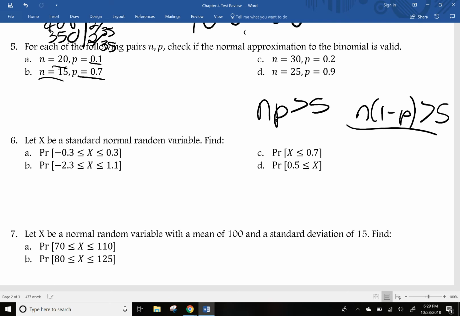All right, so 15 and 0.7. So N times P, 15 times 0.7 equals 10.5, which is fine, and then 15 times 1 minus 0.7, which is 0.3, is 4.5. So the answer there would be no, sadly.